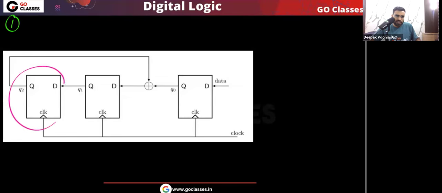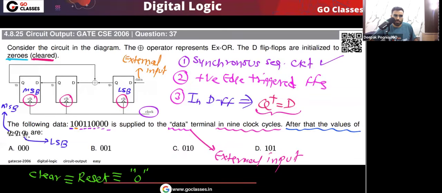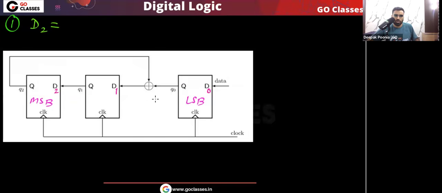You can see for this D flip flop, the output is labeled Q2, so let me call it D2. For this D flip flop, the output is labeled Q1, so let me label it D1. For this D flip flop, the output is labeled Q0, so let me label it D0. Very simple. Now let's see here. What is D2? And remember one thing. Who is MSB? This Q2 is MSB, and this Q0 is LSB. You can see Q2, Q1, Q0, so Q2 is MSB and Q0 is LSB.